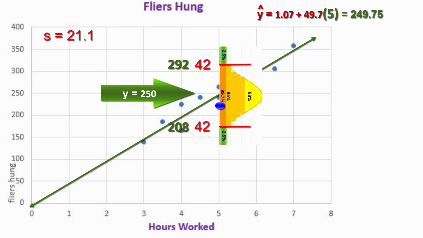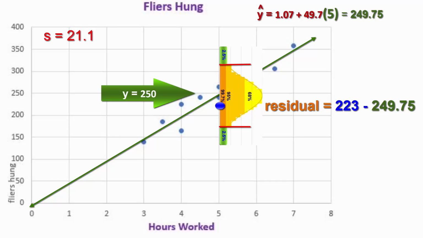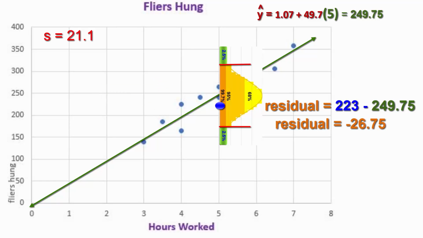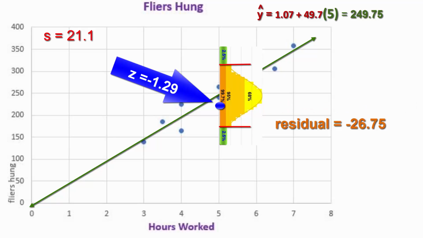A single result of 223 flyers hung in 5 hours, for example, would not be terribly unusual. This person's residual would be negative 27 flyers. With sample standard deviation being 21 flyers, this would have a z-score of negative 1.29, 1.29 standard deviations below the expected number of flyers hung. Residual analysis will be important to us later in the course.